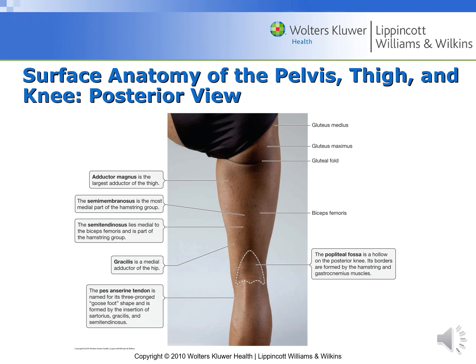We can still see the gluteus maximus. We can see the gluteal fold. We see the biceps femoris, and we see the popliteal fossa. It is a hollow on the posterior knee, and its borders are formed by the hamstring and gastrocnemius muscles.